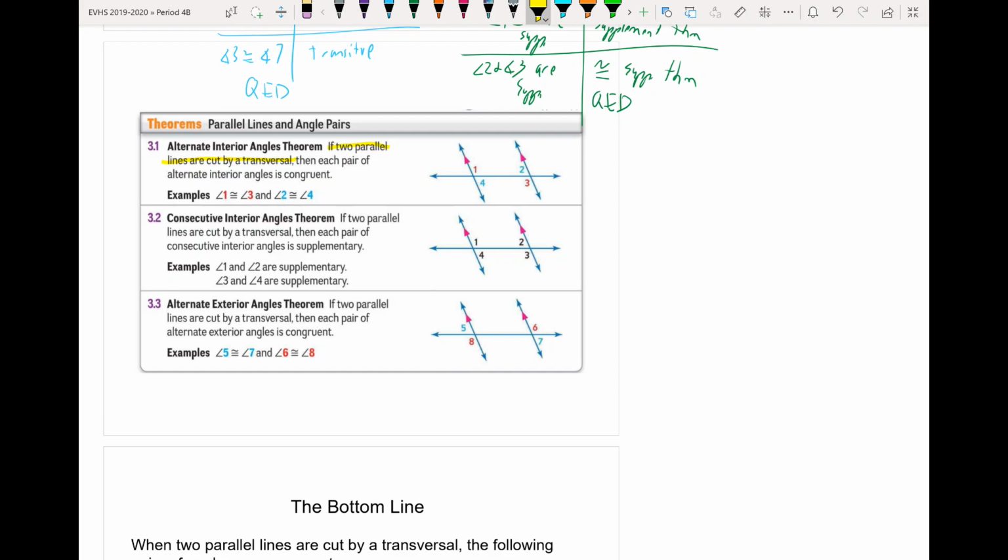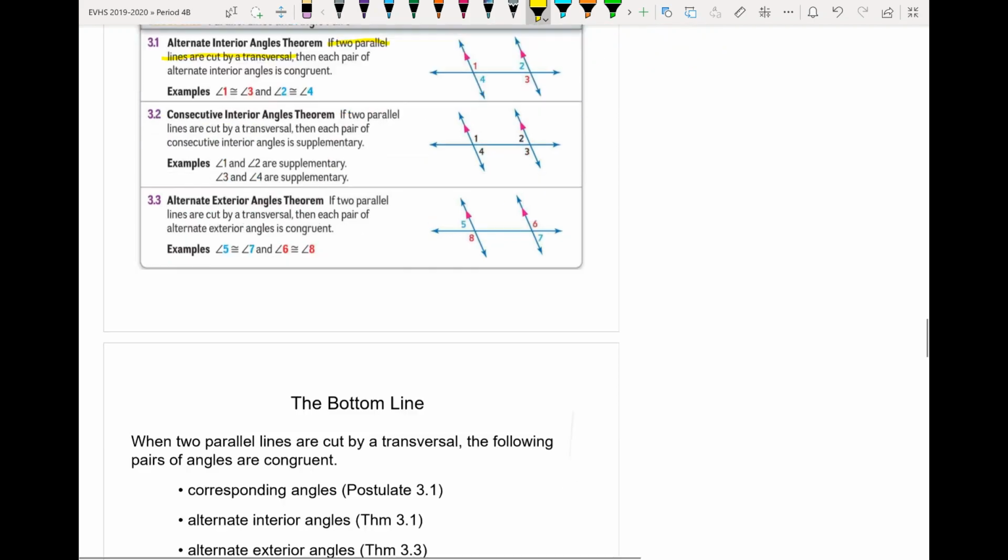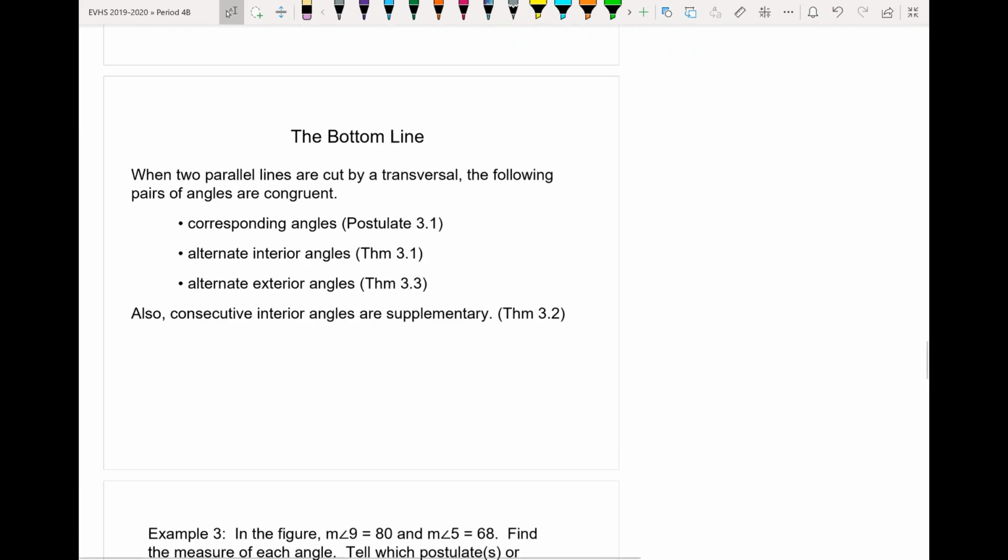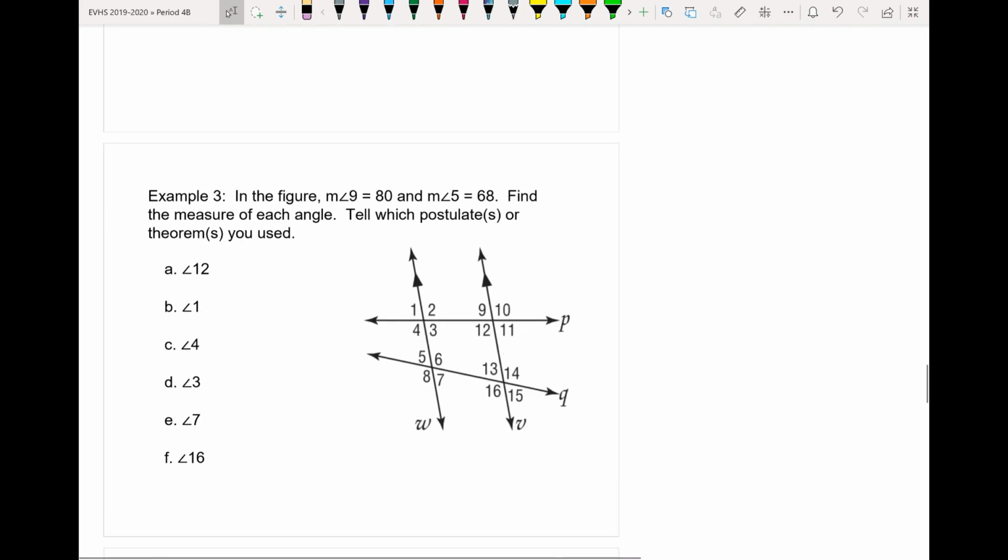Enough educational methodology stuff. Let's just move on to this. Bottom line, two parallel lines are cut by a transversal. Then you've got corresponding angles are congruent, alternate interior angles are congruent, alternate exterior angles are congruent, and consecutive interior angles are supplementary. Whew. All right, let's use it.